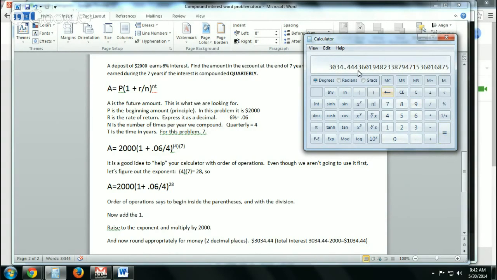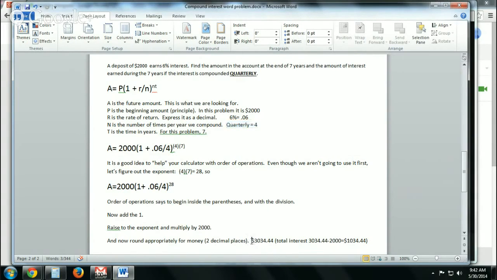We need again to round this as money, so I need 2 decimal places. The 4 that is the third spot, that's less than 5, so I'm going to round down, and it looks like my answer here for the total amount in the account will be $3,034.44. We were again asked how much of that's interest. So take $3,034.44 minus the original amount that we deposited, and looks like we've earned $1,034.44.